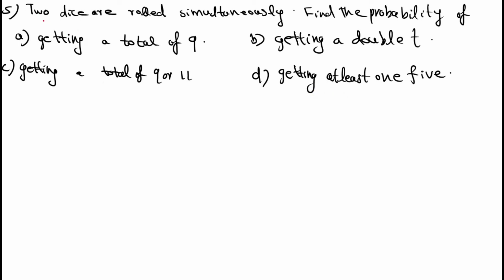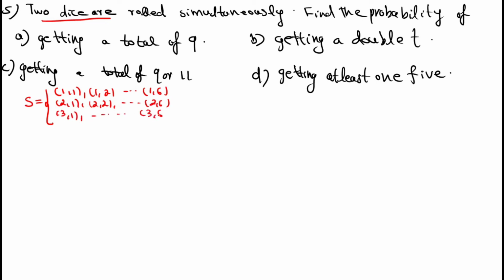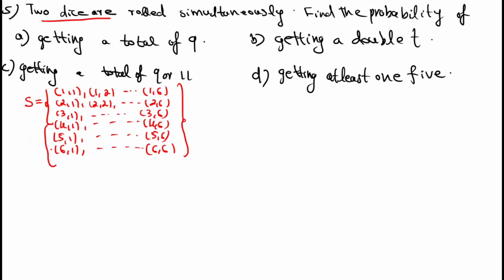See the random experiment, that is, two dice are rolled. So here I'll write the sample space S is equal to, we know when two dice are rolled, sample space: (1,1), (1,2), ..., (1,6), then (2,1), (2,2), ..., (2,6), then (3,1) up to (3,6), then (4,1) to (4,6), then (5,1) to (5,6), and (6,1) to (6,6). Okay, these are the possible outcomes for the random experiment.